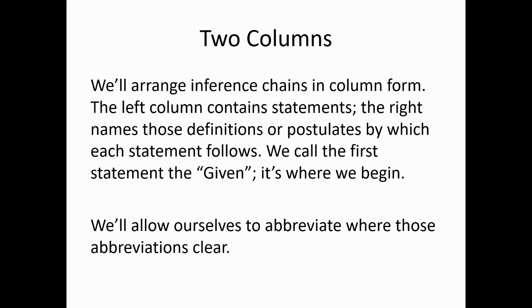All right, we'll organize all of our work initially in two-column form. That is, we'll have a table that consists of two columns. On the left-hand side, we'll have statements or claims, if you like. And on the right-hand side will be the definition or postulate by which each statement follows. We call the first statement the given. Sometimes we have more than one statement that is called the given, but we will always have a given in the tables that I will show you, because that's simply where we begin.